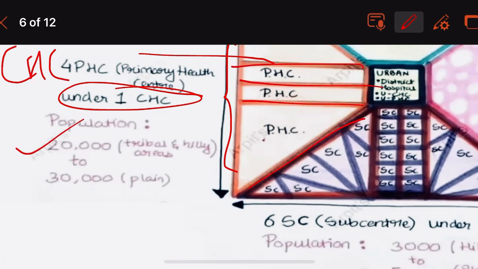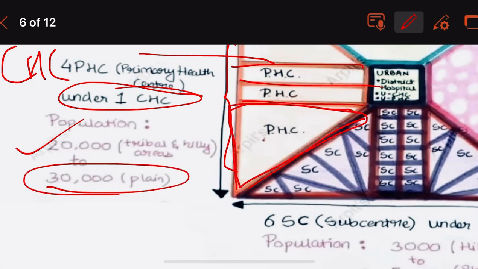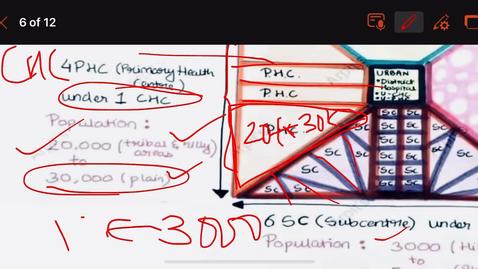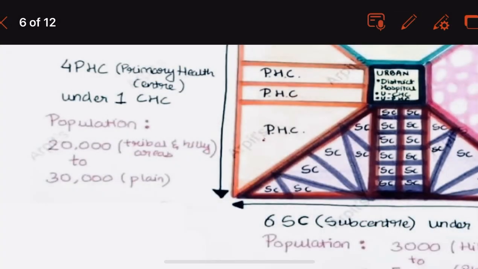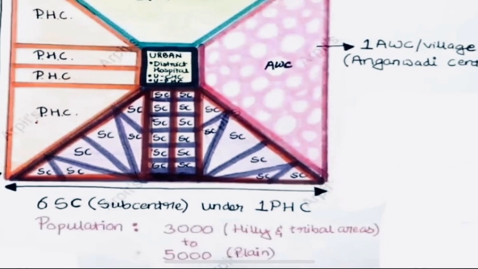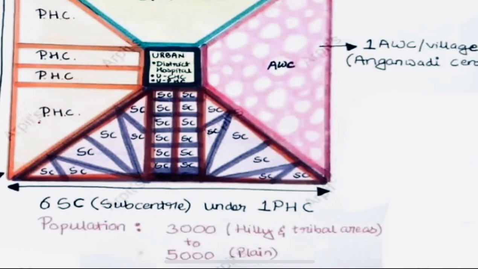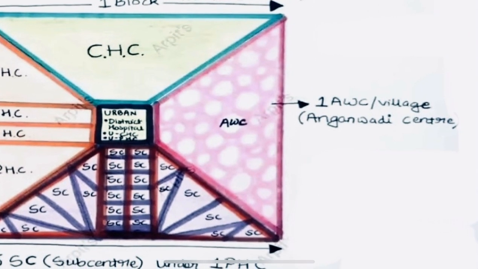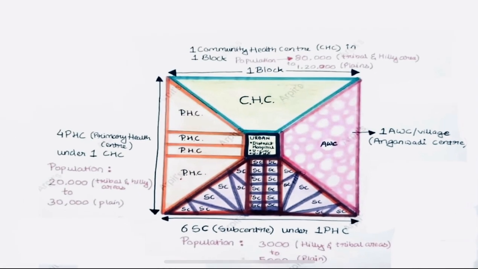And one PHC covers about 20,000 to 30,000 population. 20,000 if it is a hilly area, 30,000 if it is a plain area. So 20k to 30k for one PHC. Next we have the sub-center. For 3000 to 5000 population we have one sub-center. Hilly or tribal areas, 3000. If it is plain, 5000. Next, one Anganwadi center for each village.